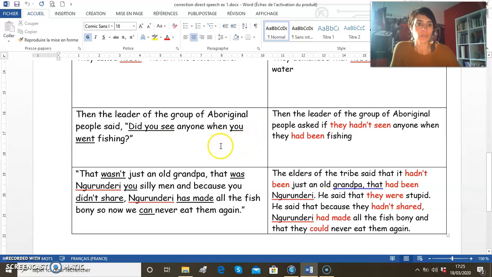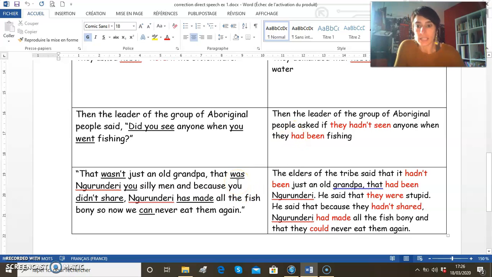Since you're moving from direct style to indirect style, you need to move backward in the past. So you're going to use the past perfect with the auxiliary "had" and the past participle. And the same for the second verbal group, which is in the simple past, and you use the past perfect.